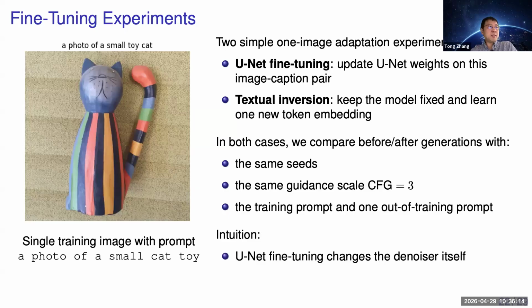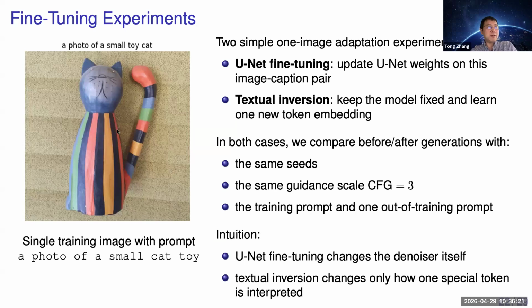Basically, I think UNet fine-tuning changes the denoiser itself, and it will be generating images. So you'll see more like this. Textual inversion generates a special token.